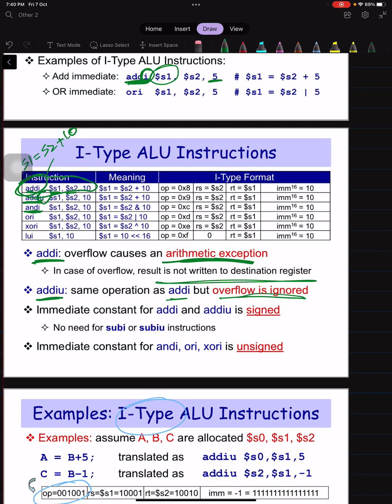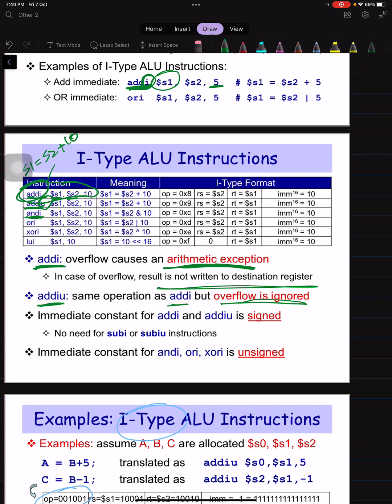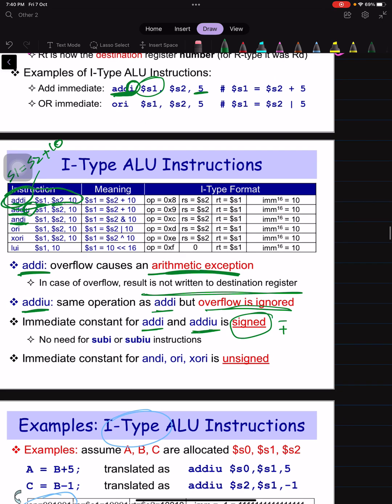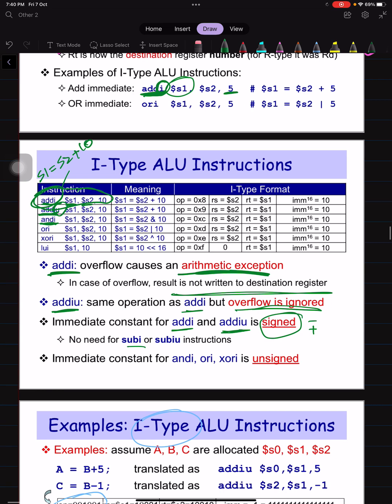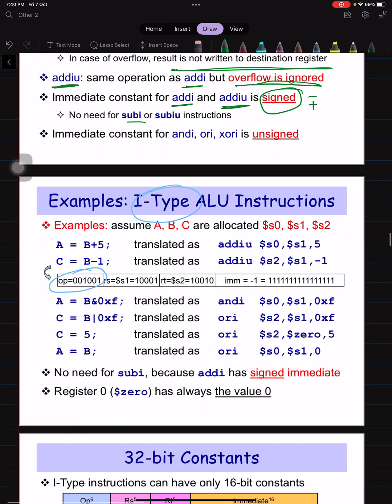The immediate constant for addiu is signed, meaning it can have minus and plus. No need for subi and subiu instructions. Why? You need to know that yourself because you are smart. Otherwise just write that in the comment.